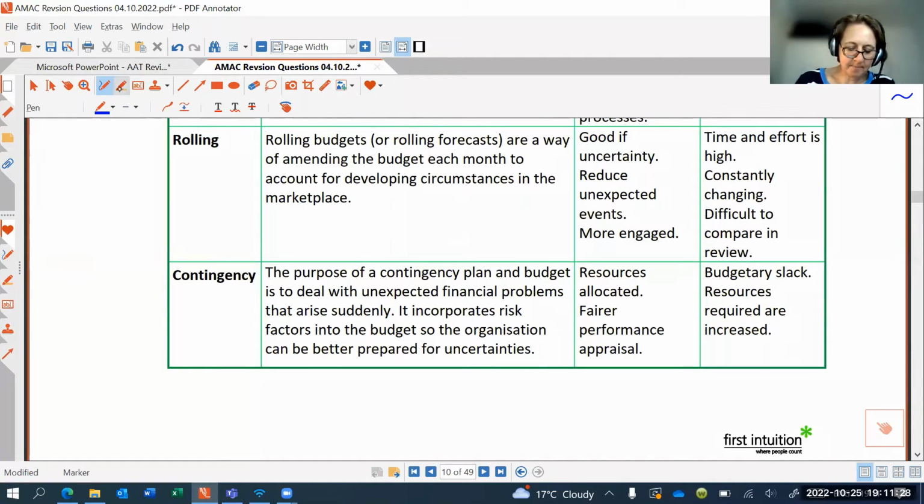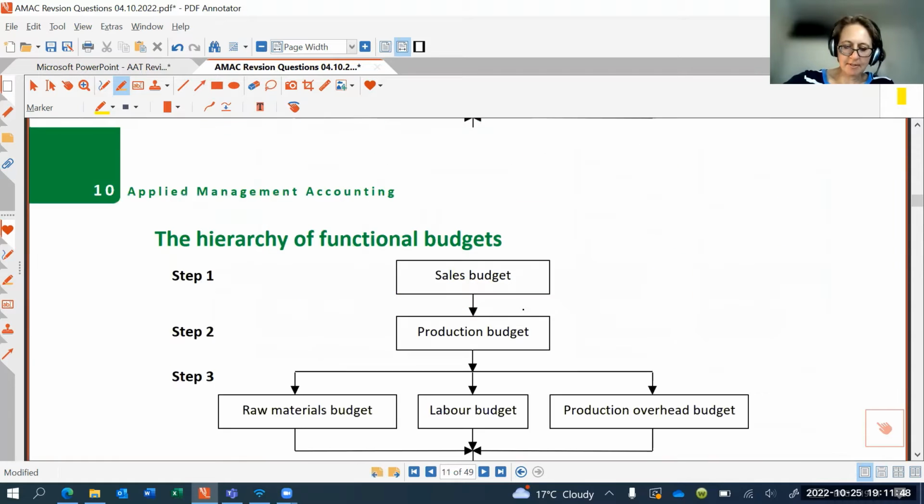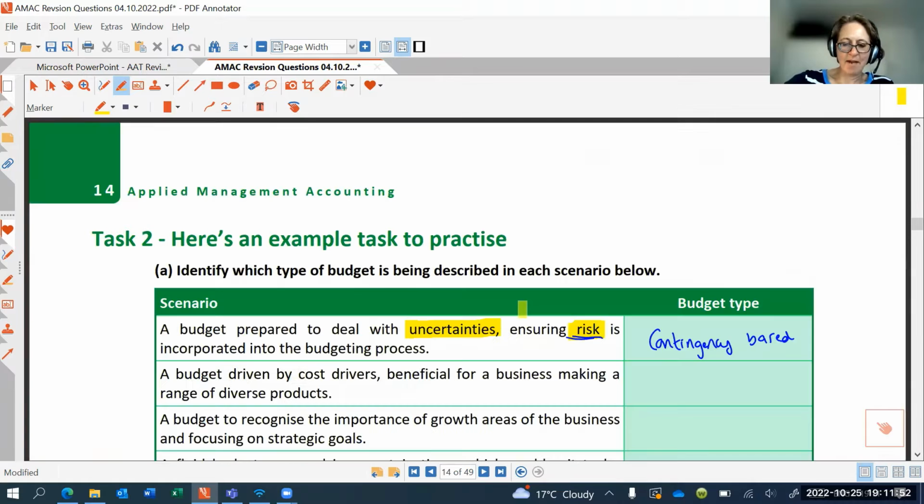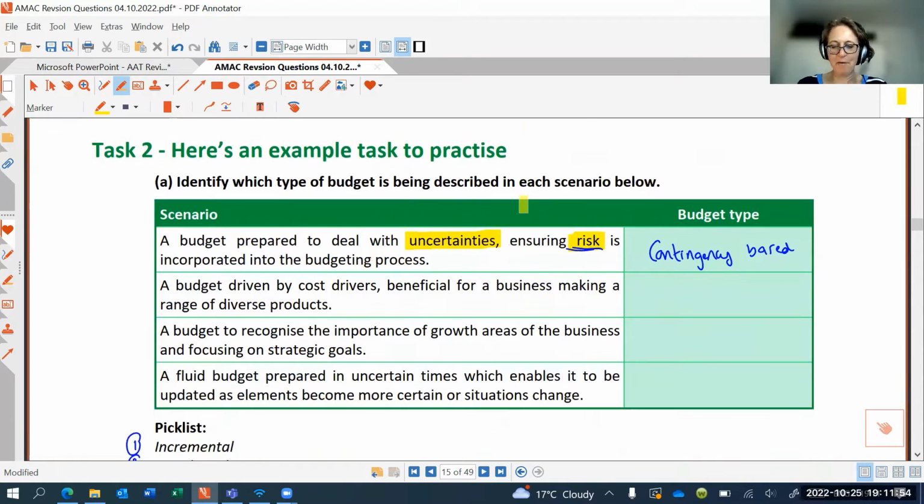But look at this. Contingency-based plan and budget is to deal with unexpected financial problems that arise suddenly. It incorporates risk. So that word risk is what led me to the contingency-based budget. So all about uncertainty and all about risk. So if we'd looked over the task briefing, I'm sure you would have gone for that one. Let's try the next one.